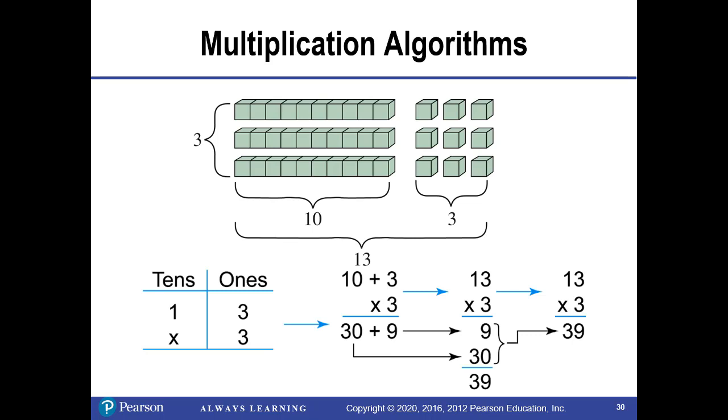So there are different multiplication algorithms out there. Here is a multiplication algorithm that uses base 10 blocks to make it a little more visual. So 13 times 3, and sort of recognizing that we could say this is 3 groups of 13, which is a total of 39, and then helping students recognize how that is as we move towards the standard algorithm. This is not yet the standard algorithm.